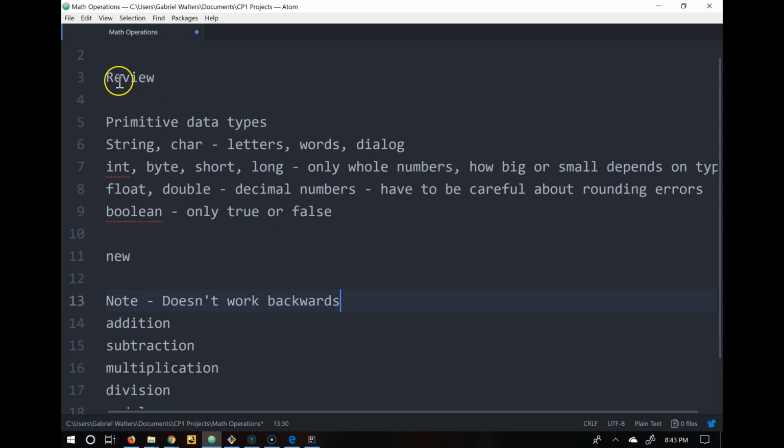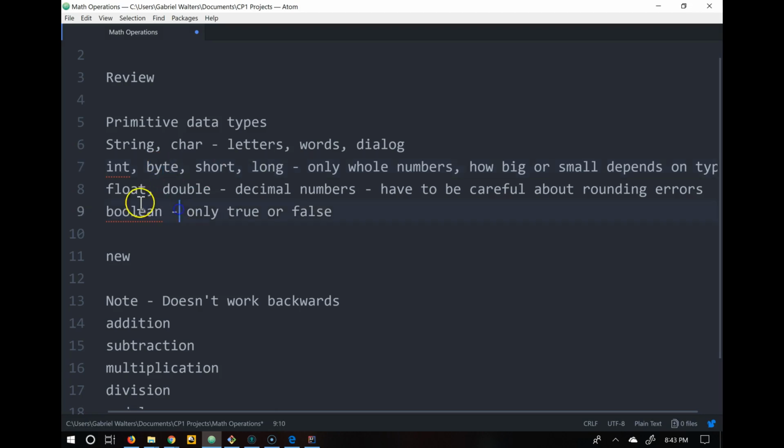code that we know. We've learned about primitive data types, that there's really like 8 plus string. That I have, there's basically like 4 categories. I have string and char, which are used for letters, words, and dialogue. Char is specifically just for letters. Int, byte, short, and long are variable types that only hold whole numbers. Depending on the type will depend on how big or how small the number can be. Byte holds the least amount, then short, then int, then long.